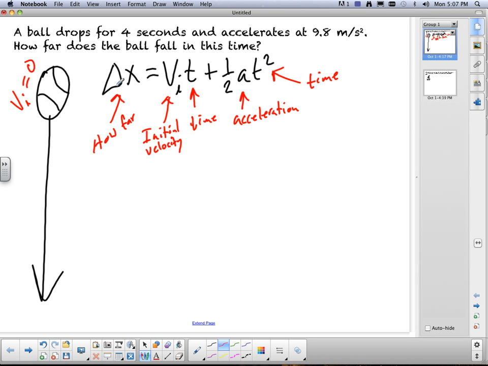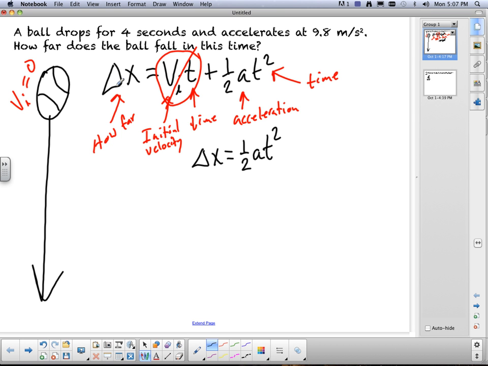When something drops, what you first need to know is that its initial velocity equals 0. It always starts at a standstill if you're just dropping it. Now it's going to accelerate at 9.8 meters per second squared. But the great thing is that if the initial velocity is 0, this whole term becomes 0. That goes away, so we're just left with delta x equals 1/2 a t squared.